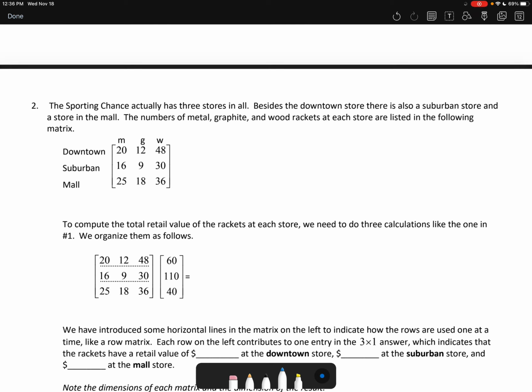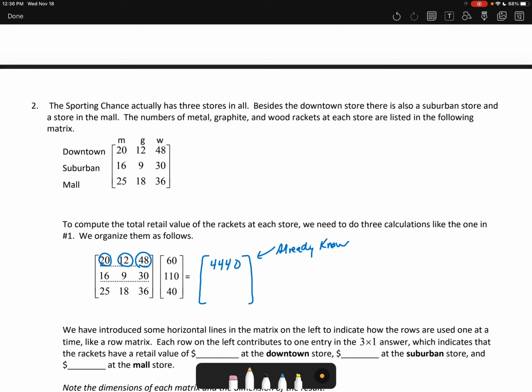So what's happened then is we already know the first entry. We've already taken 20 times 60 plus 12 times 110 plus 48 times 40 and found that first entry is 4,440. We already knew this one. But now we need to do this process again for the other values.